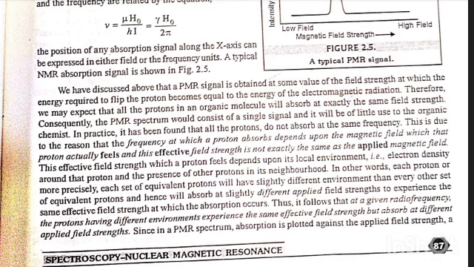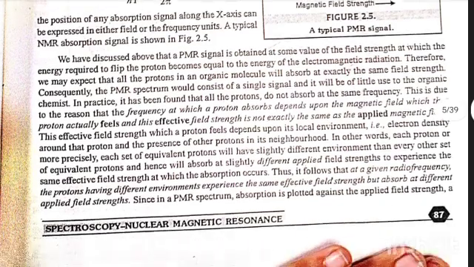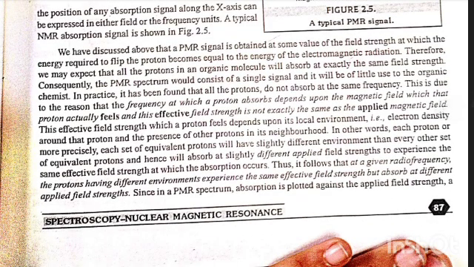We have discussed above that a PMR signal is obtained at some value of the field strength at which the energy required to flip the proton becomes equal to the energy of the EMR radiation. Therefore, we may expect that all the protons in an organic molecule will absorb at exactly the same field strength. Consequently, the PMR spectrum would consist of a single signal and it would be of little use to organic chemistry.